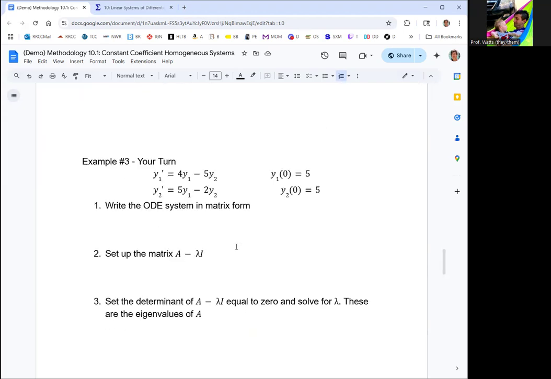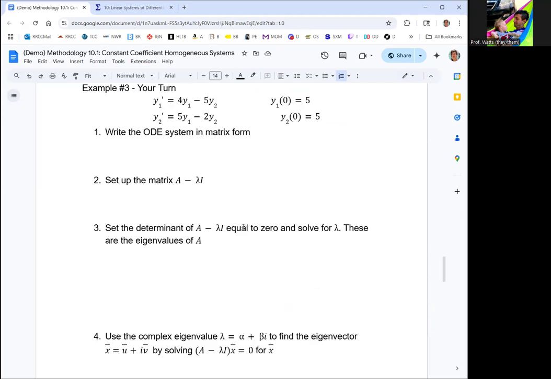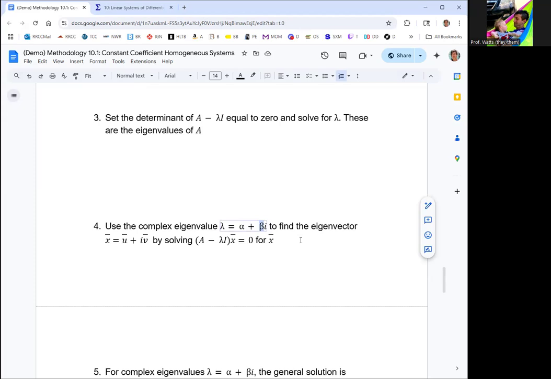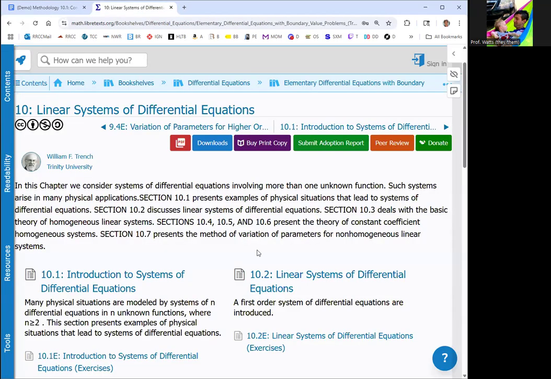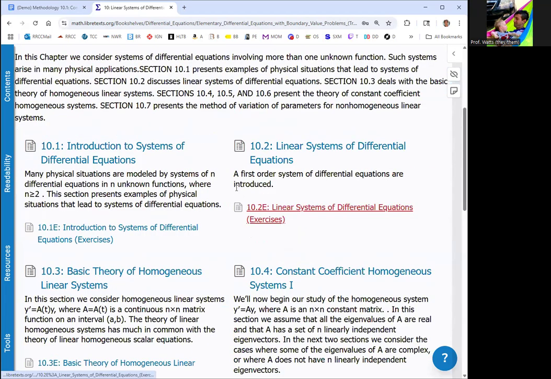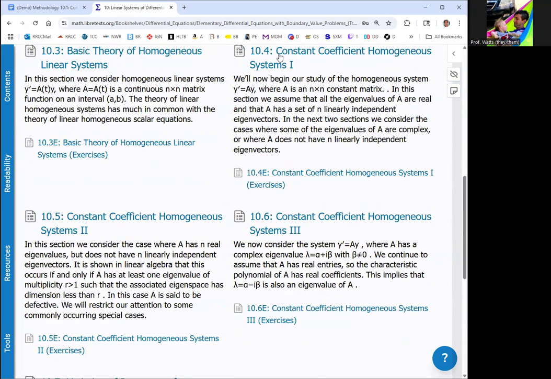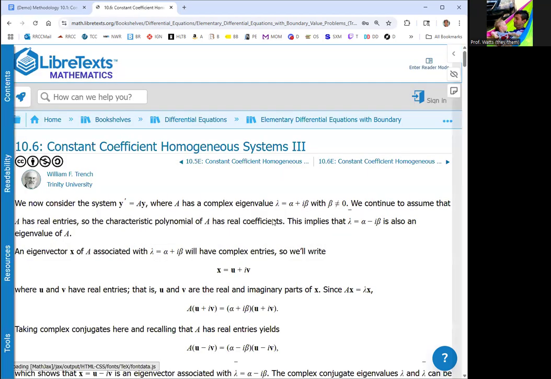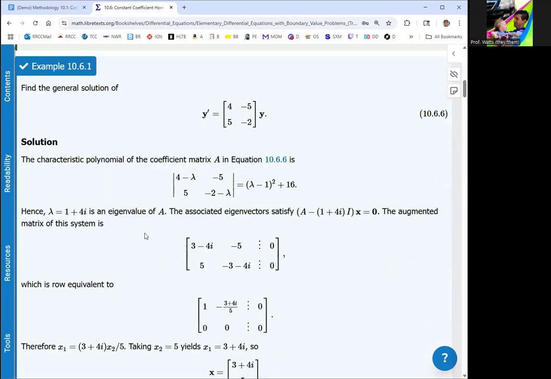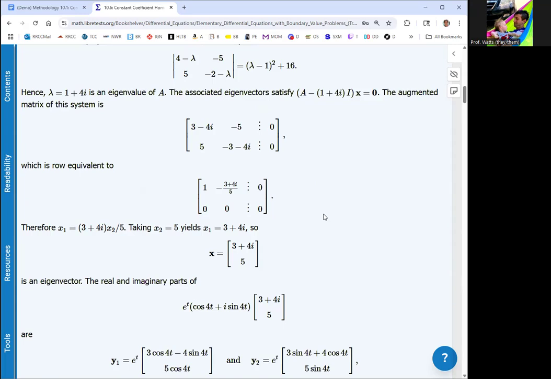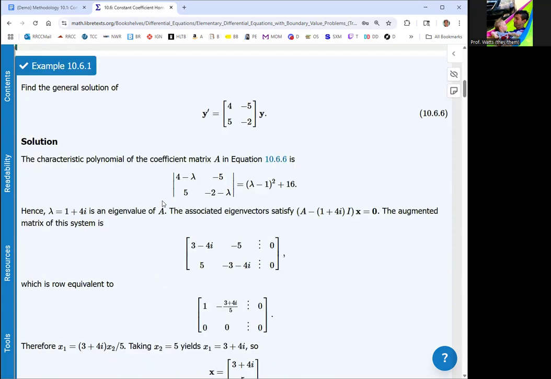And then in example 3, you're going to get complex eigenvalues where the real part is alpha and the imaginary part is beta. So you can follow along with the directions, but if you get stuck with that one, go ahead and check out the Trench textbook, chapter 10. And these 3 cases are covered in the sections 10.4 is the instructor model, 10.5 is the fill in the blanks, and then 10.6 is the your turn. And what I did was I just picked this example 10.6.1. So this is the complete worked solution, and you can kind of follow along with that to make sense of how to deal with those complex eigenvalues.